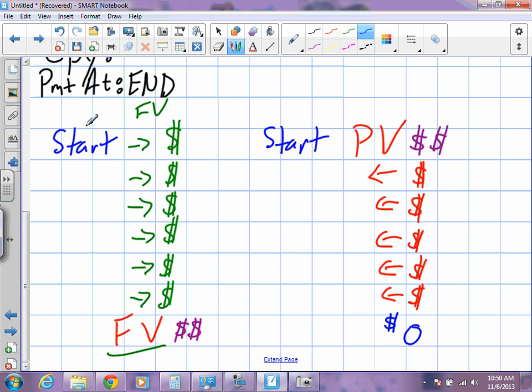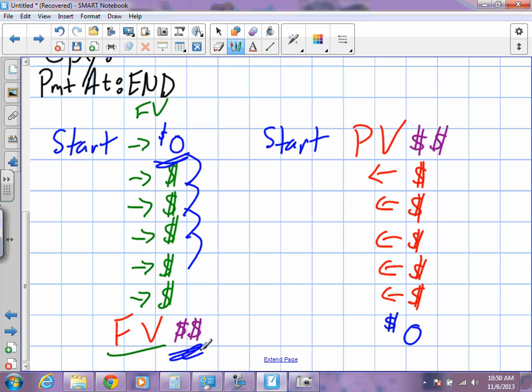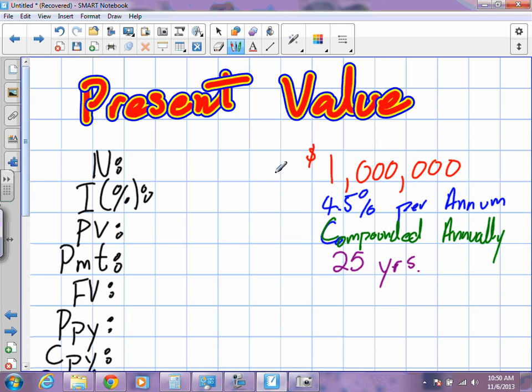At the beginning of the future value, technically, what did we start with? Zero. We had no money in the bank. Started from the bottom. So we had zero, and we constantly invested money until we got to our future amount. In the present value, we have a large amount of money, and we're withdrawing that money until the account is empty.